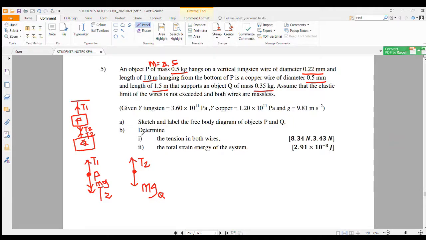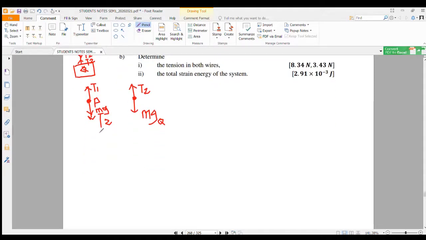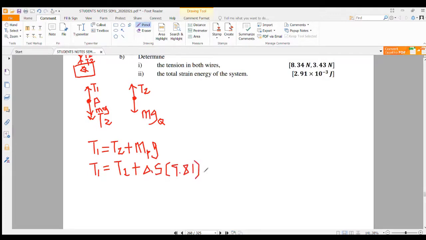Okay, 5B is determine the tension in both wire. Meaning that we want to find what is the tension T1 and also T2. Based on the equation for P, because it's an equilibrium or static, your T1 minus T2, or we can say T1 equals T2 plus mg, where m is mp. Now our T1 we don't know, T2 also we don't know. This is the value that we want to find. But mg for P is 0.5 and the value for G is 9.81. Okay, so this is the first equation.